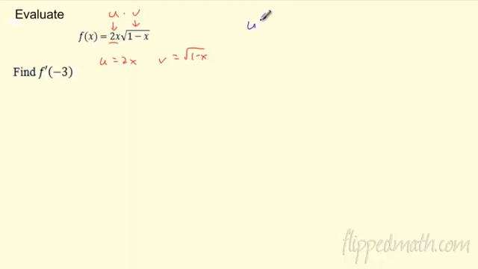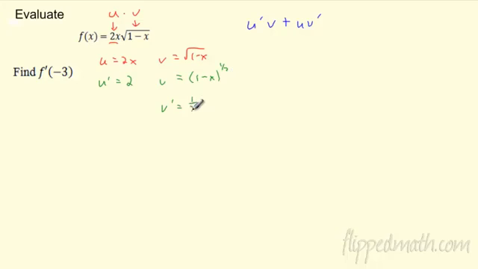So remember, product rule is u prime v plus u v prime. So let's plug those bad boys in here. What is u prime over here? It's just 2. What is v prime? Well, you may want to rewrite v as 1 minus x to the 1/2. So v prime will be, do a little chain rule here.